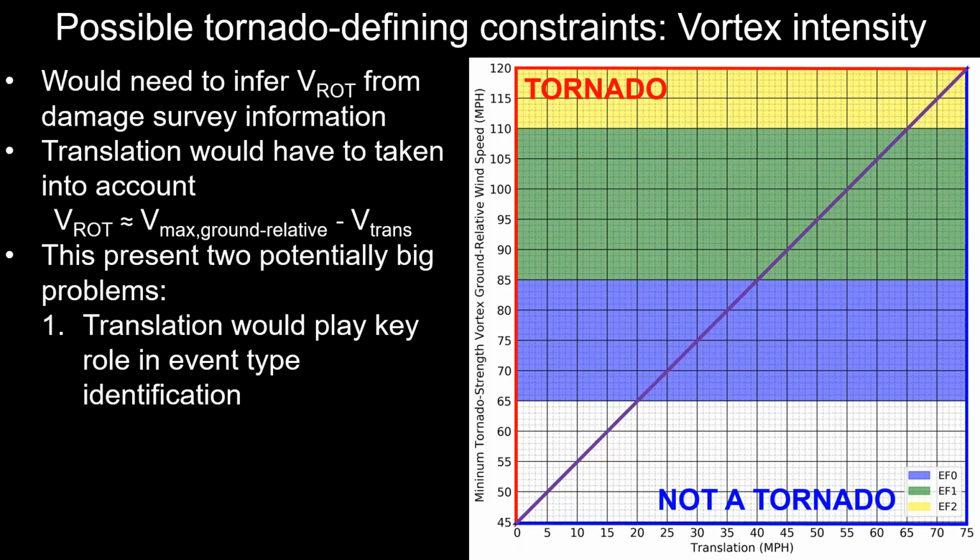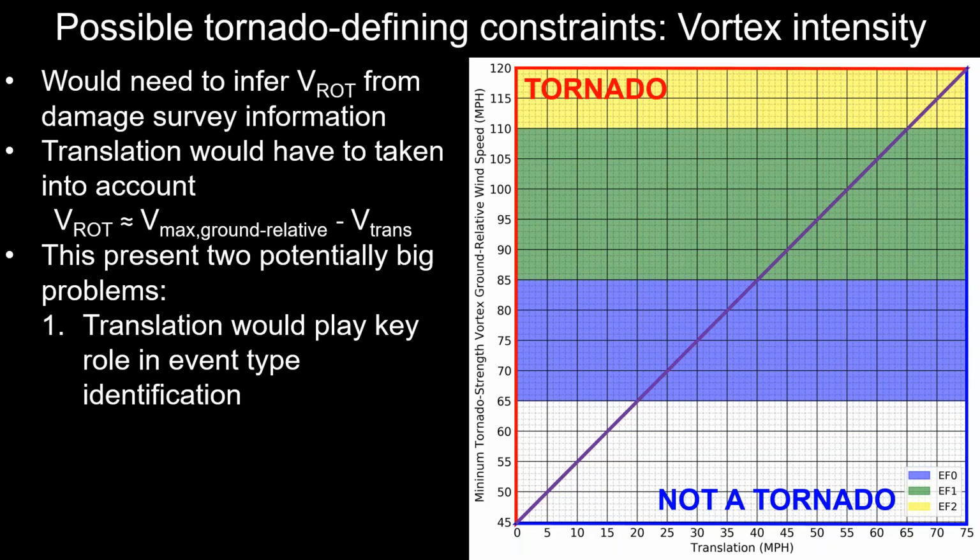And for any event, you'd have to go out and estimate the translation, and then if you look at the EF wind speed, it would have to meet or exceed the wind speed along that purple diagonal line for that vortex to meet the definition of tornado. So for instance, a vortex moving at 25 miles an hour, you'd have to have a maximum wind speed of at least 70 miles an hour for that vortex to be considered a tornado. Anything below that on the diagonal line would not be a tornado. Anything above it would be a tornado.